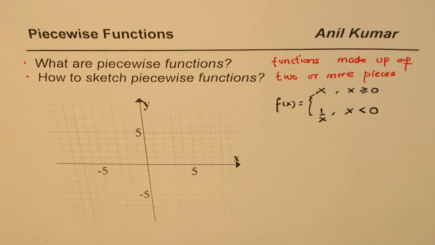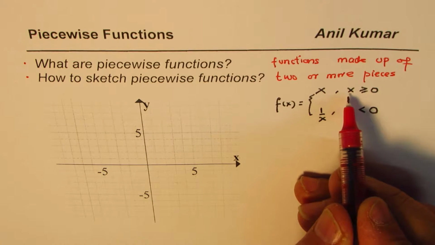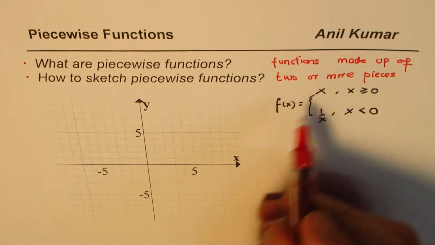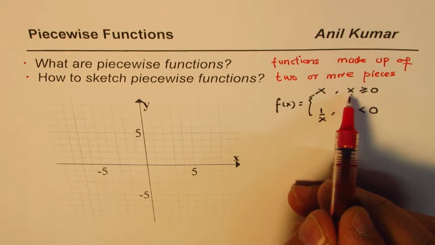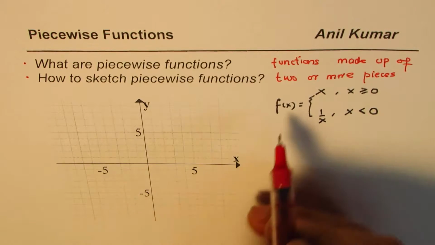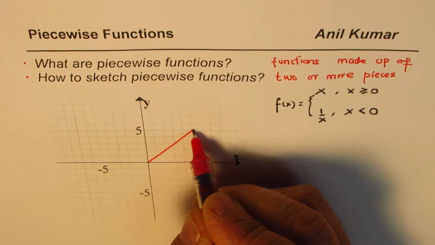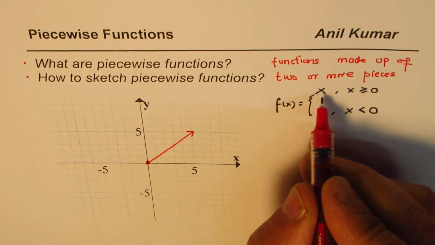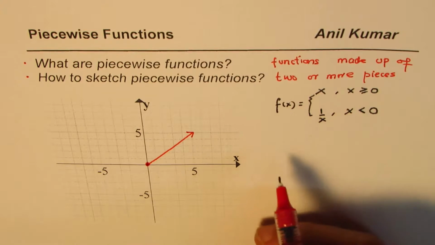So we have defined a function f of x whose value is x if x is greater than or equal to 0. So I have a graph paper here. That means on the right side of the origin, for every value of x including that point, the function value is x. So it's a straight line which I could draw like this. That point is included in the linear function x. So that is my first piece of the function.